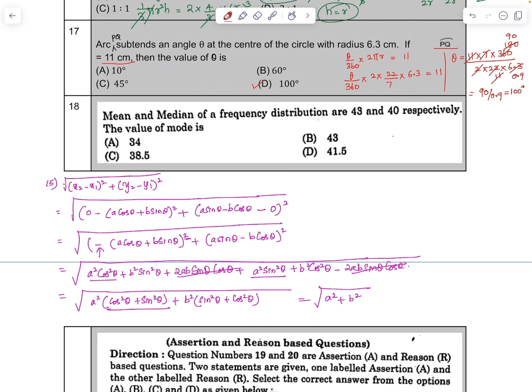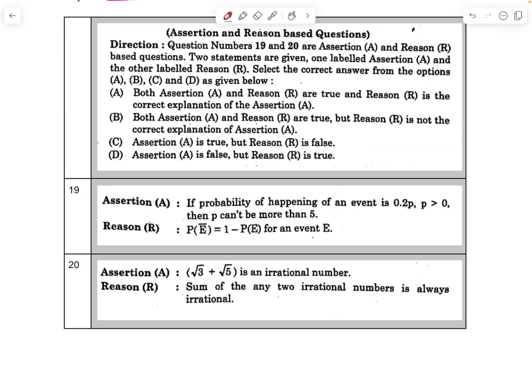Question number 18. Mean and median of a frequency distribution are 43 and 40 respectively. The value of mode is. The empirical formula connecting all the three is mode is equal to 3 median minus 2 mean. That is 3 times 40 minus 2 times 43, which is 120 minus 86. So the answer is 34. Option is A.